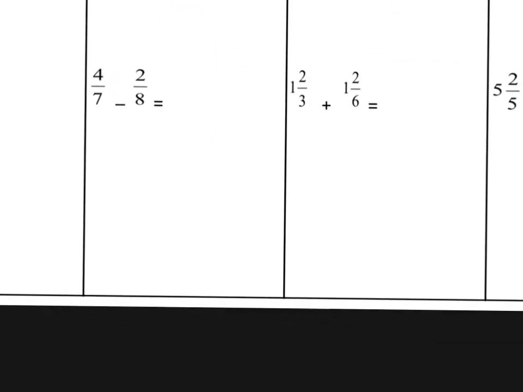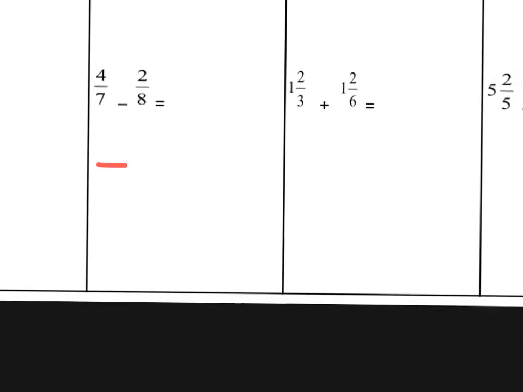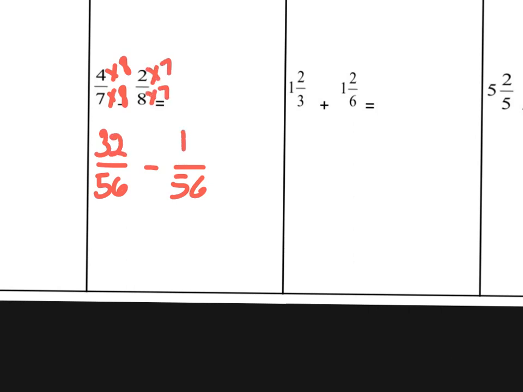For the bottom one, we're going to do the same thing. They need to have a common denominator. They both have, let's go and do 56 in common. So this is going to be times 8, which is going to be 32. This is times 7, that would be 14.